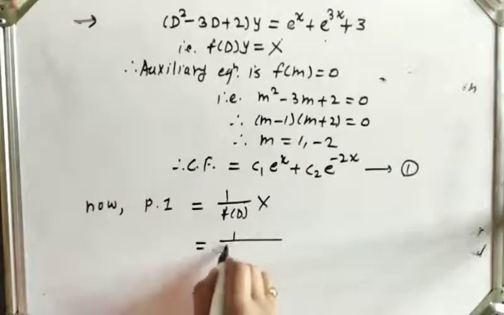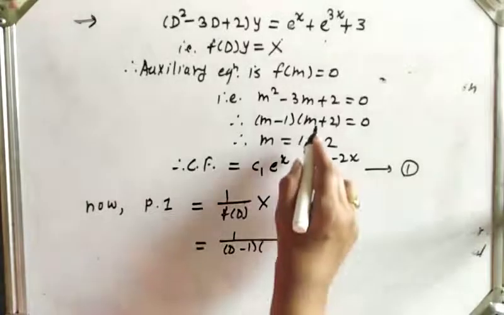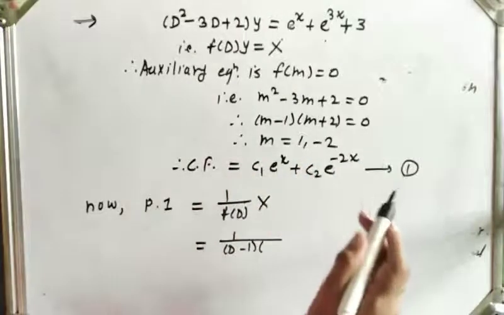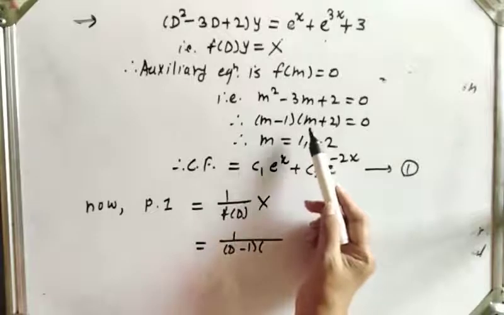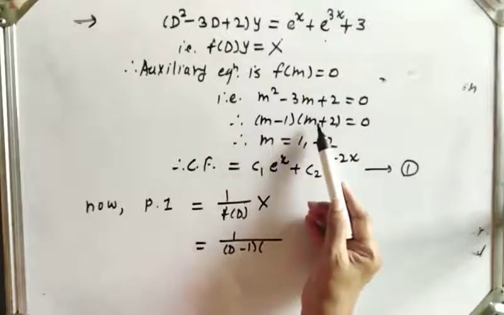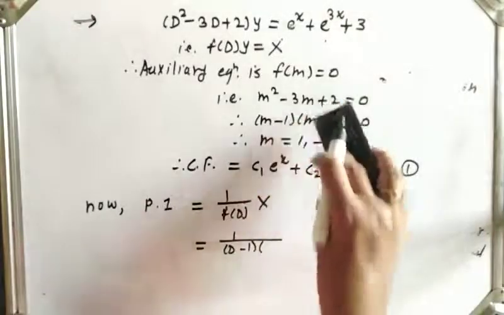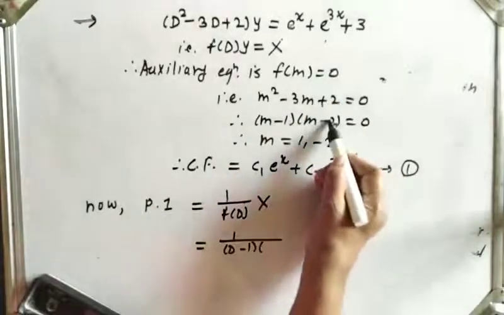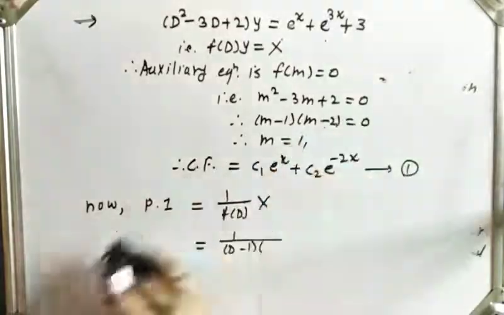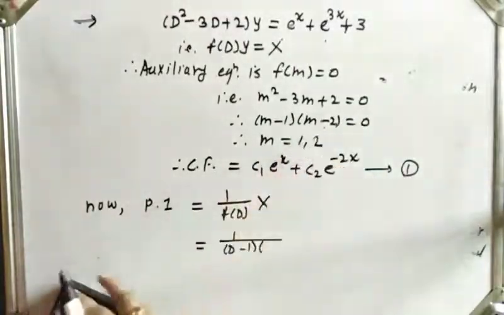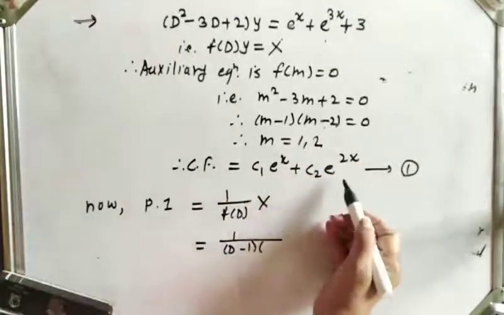Sorry, here the factors are m minus 1 and m minus 2, not m plus 1. So the factors are m minus 1, m minus 2. So m is 1 and 2. Therefore the complementary function is c1 e raised to x plus c2 e raised to 2x.